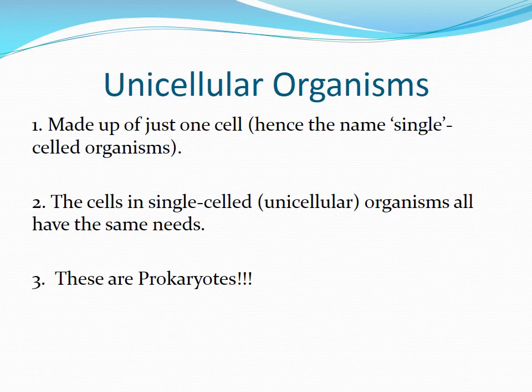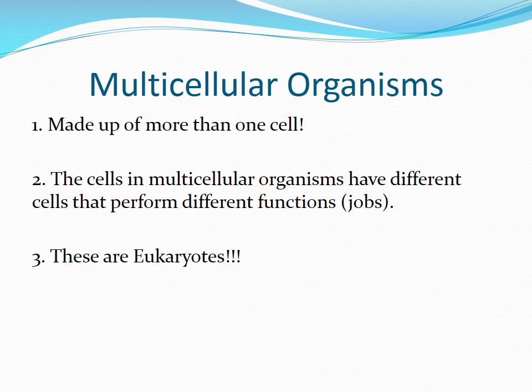The cells in single-celled or unicellular organisms, they all have the same needs. And these are referred to as prokaryotes. Almost all unicellular organisms are prokaryotes. Multicellular organisms are made up of more than one cell. The cells in multicellular organisms have different cells that perform different functions, and these are eukaryotes.